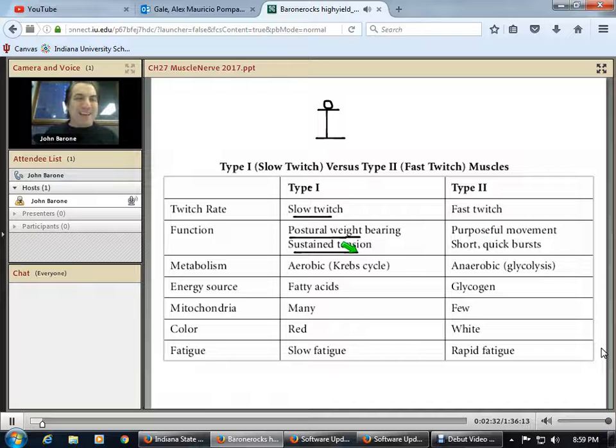Now let's talk about energy. If I'm going to stand all day like that, I need a lot of ATP. So I'm going to have aerobic metabolism like a marathon. I'm going to burn fatty acids in the Krebs cycle and make lots of ATP so I can stand all day with sustained contraction. Make sense?